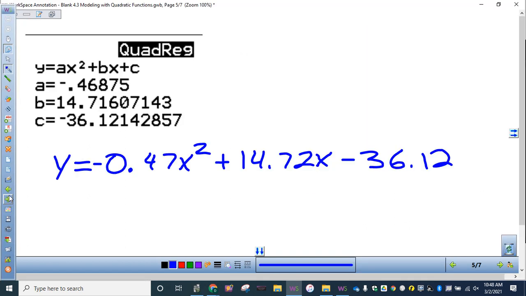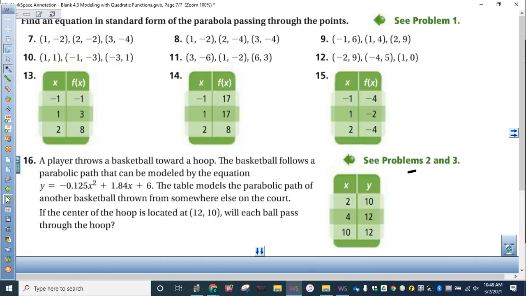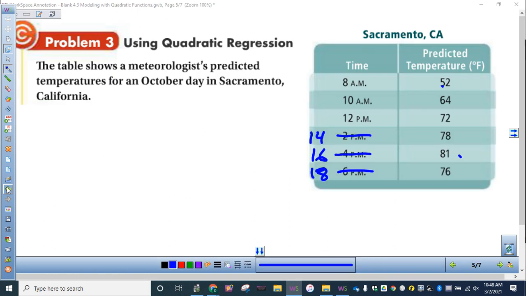There is no question. Let me look at the textbook to see what the question was. I think I missed copying the question. Let me just see here.